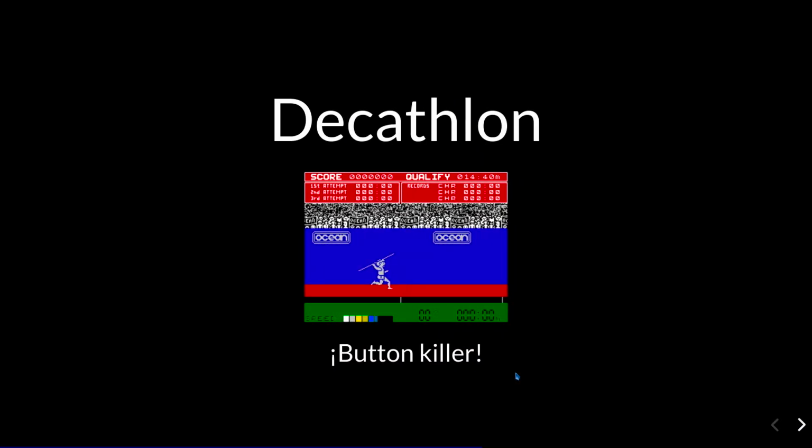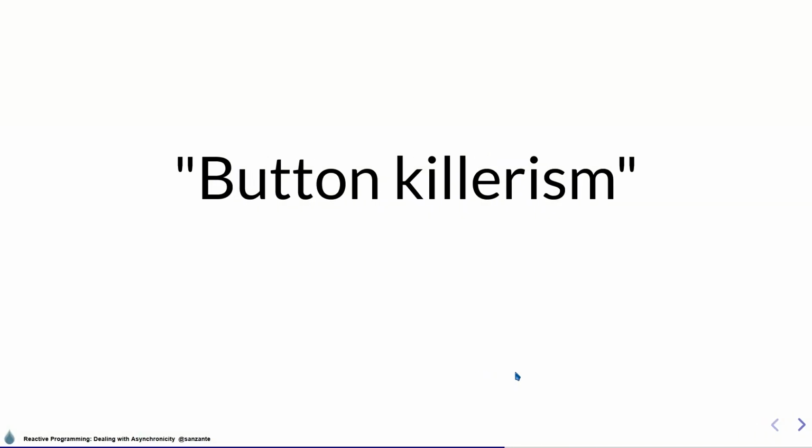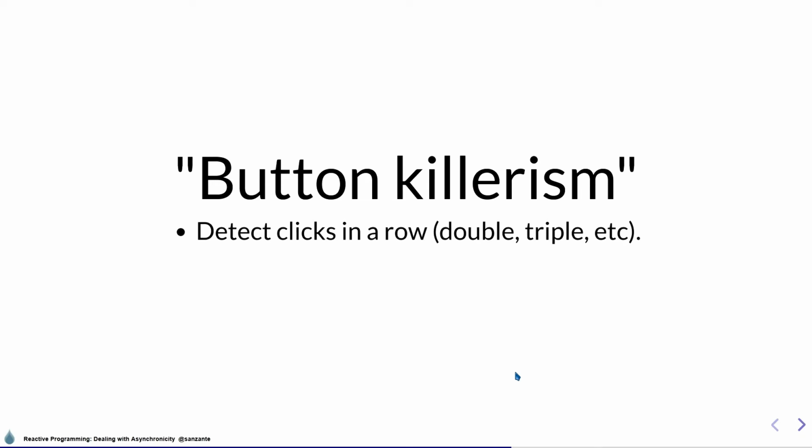Another example. I don't know if you remember this game. It's quite old. It's a button killer. You have to click the button as fast as you can, so your athlete moves faster. And so we are going to create the button killerism, if I may say, functionality that detects the clicks in a row: double, triplet, etc. Time is counted from the first click. When you click, a time window is open and counts all the clicks that enter in that time window.